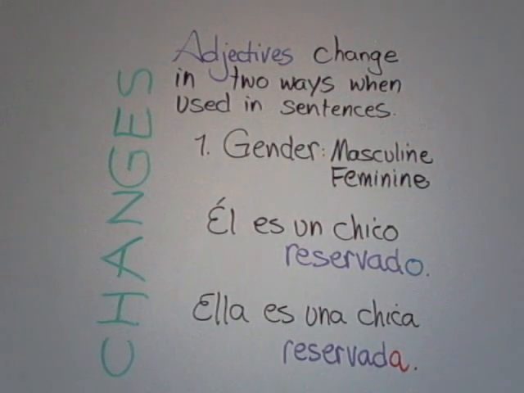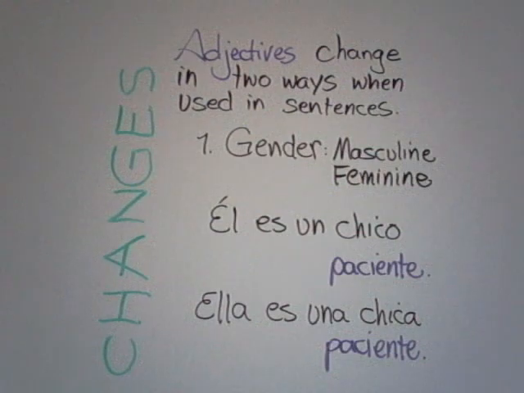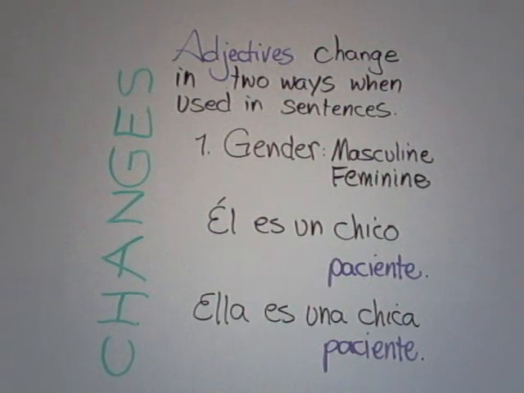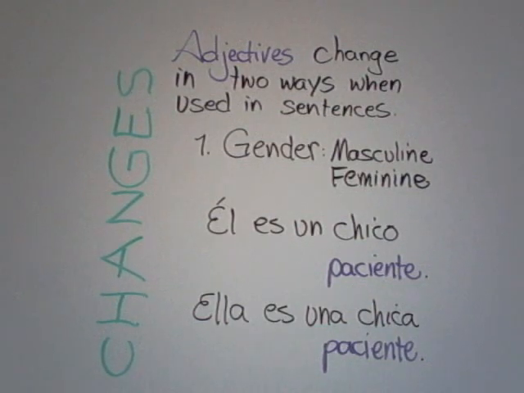But not all adjectives end in O. So what do we do with the others? Él es un chico paciente. He is a patient boy. Ella es una chica paciente. She is a patient girl. Notice that when the adjectives end in E, they don't change. They're the same for masculine and feminine.